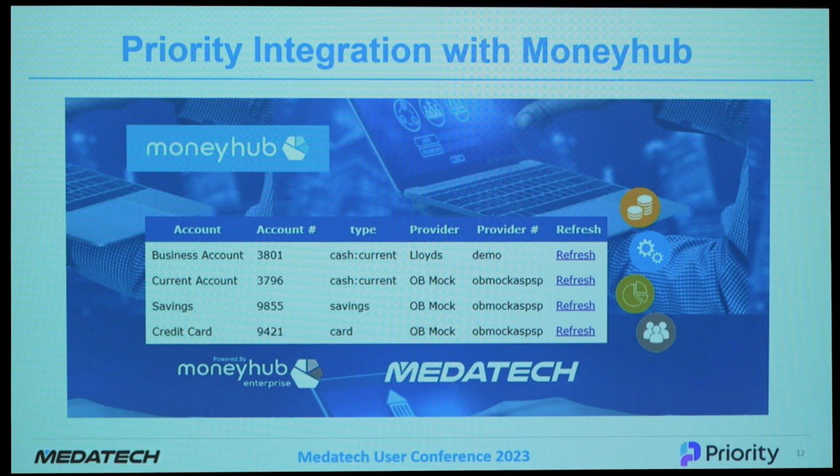So you can see on screen here, there's multiple accounts. So you can link multiple accounts from multiple providers or multiple accounts from one provider. There isn't a limit on how many accounts you can hook up here. And they are linked directly to a bank account in Priority. So Priority then knows which bank account to open the statement for.